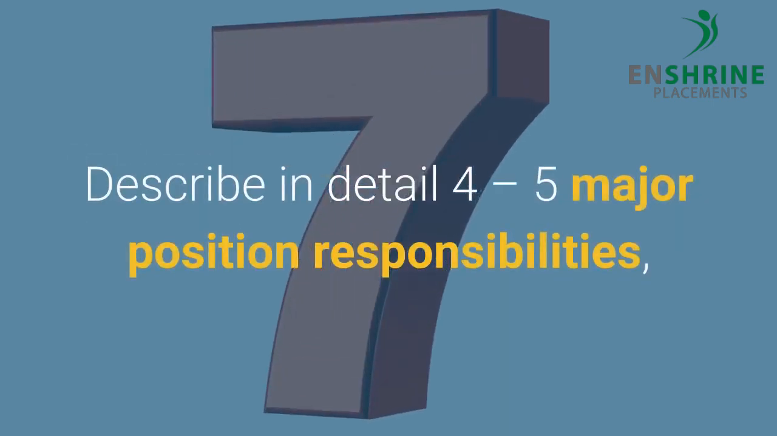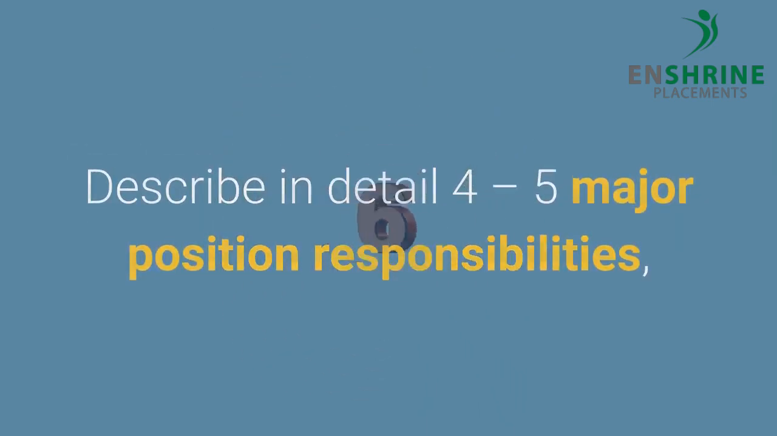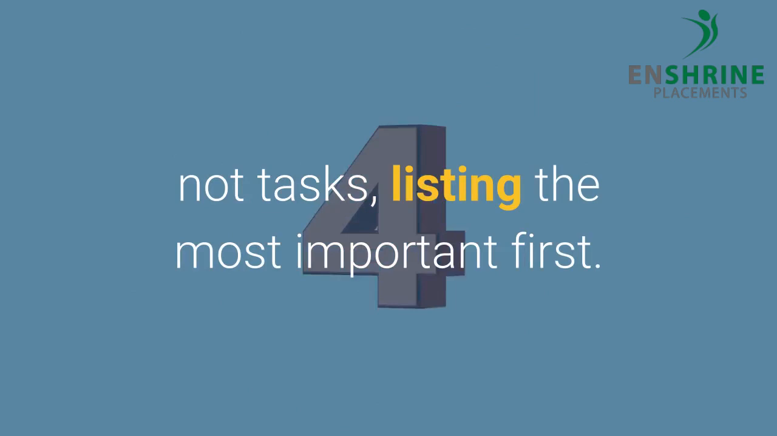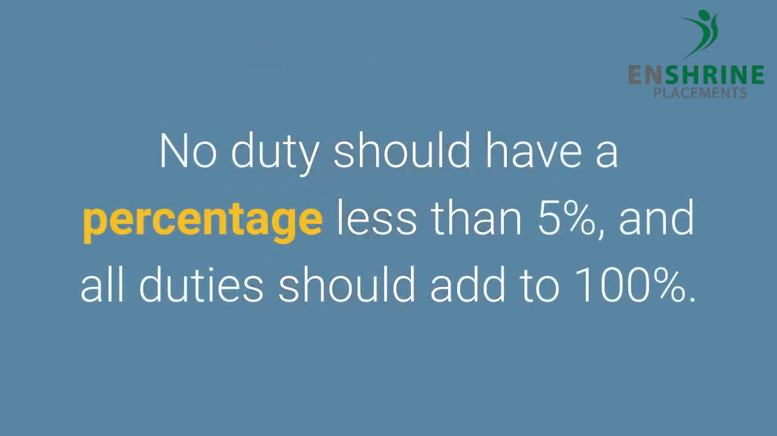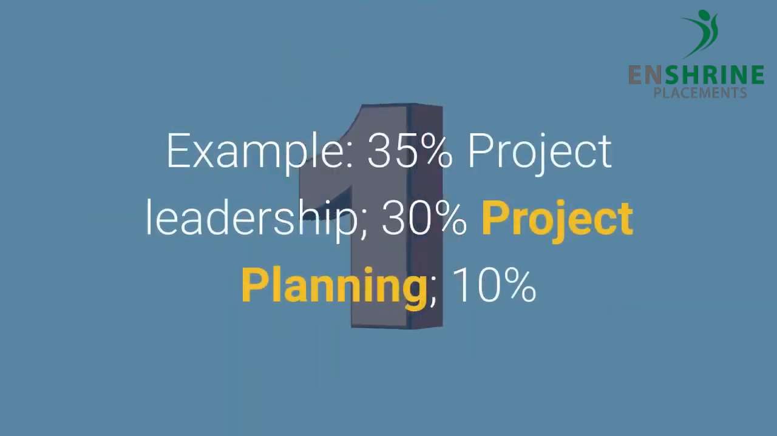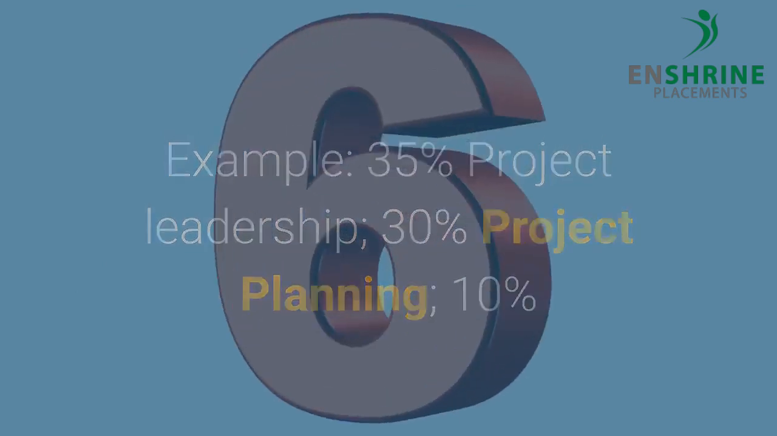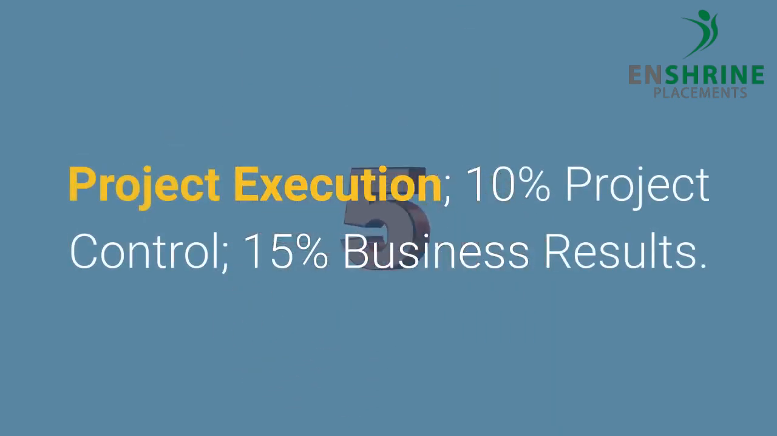Describe in detail 4 to 5 major position responsibilities, not tasks, listing the most important first. No duty should have a percentage less than 5%, and all duties should add to 100%. Example: 35% project leadership, 30% project planning, 10% project execution, 10% project control, 15% business results.